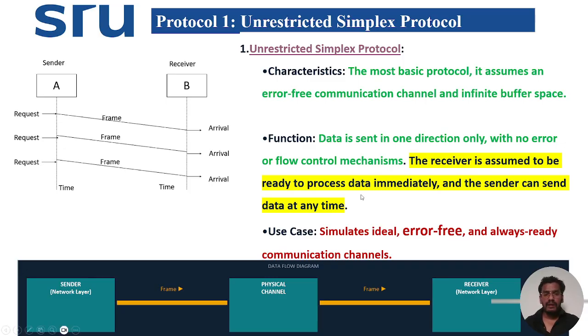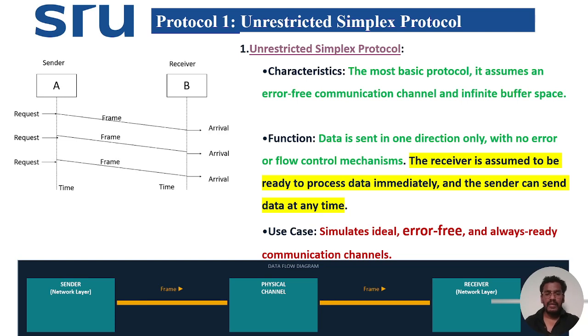The function for these unrestricted protocols is that data is sent in one direction only, with no error or flow control mechanism. Wherever we will not use flow control or error handling, in an error-free environment, we will use these protocols. So the receiver is assumed to be ready to process data immediately, and the sender can send the data at any time.